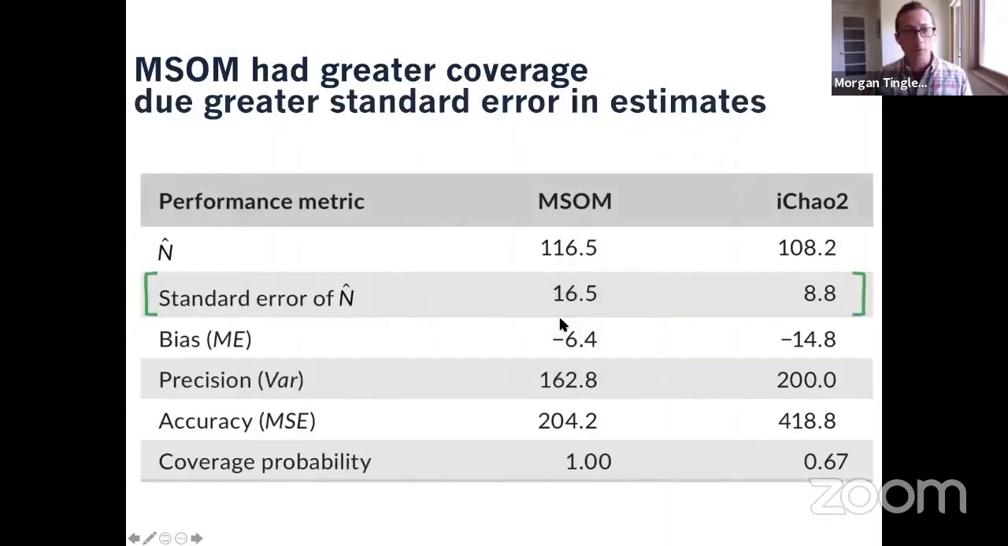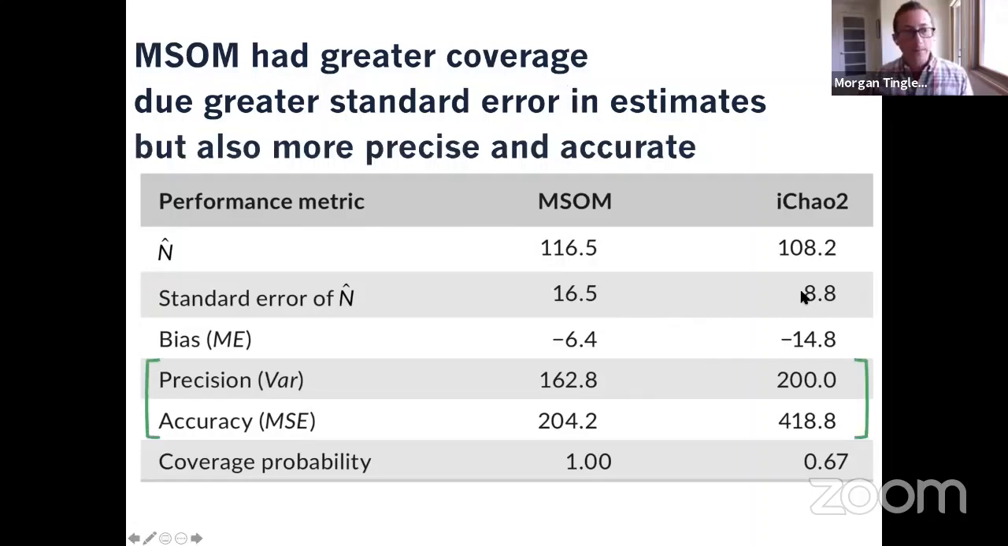If we look at actual performance metrics, we can see what we just talked about: the reason perhaps the multi-species occupancy models have greater coverage is because they have greater standard error in their estimates. If you look at the average standard error of the estimate of community size, the multi-species occupancy model is about twice as large as iChao2. At the same time, across all of the 9 estimates across those years, the multi-species occupancy models had greater precision, and they also had much greater accuracy as well.